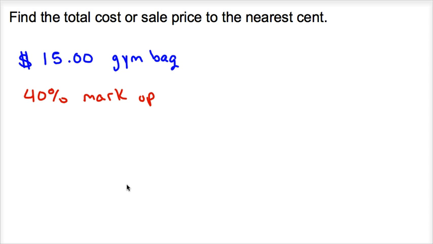So find the total cost, sale price and nearest cent. This time I have a $15 gym bag and a 40% markup. So in our school store, we bought gym bags for $15, and we want to make some money on anybody who purchases these gym bags, so we're going to charge a 40% markup. So what is the markup we're going to charge? What is 40% of $15?